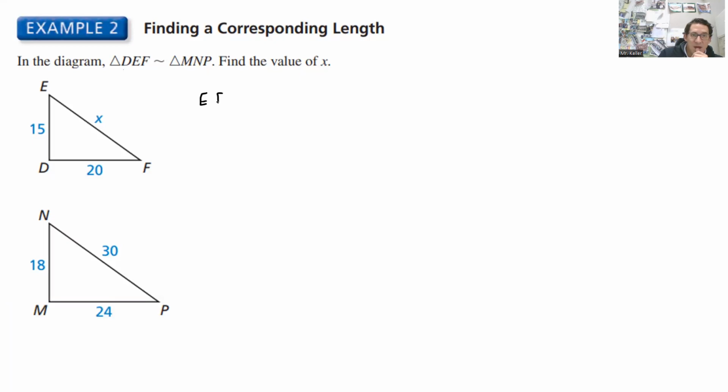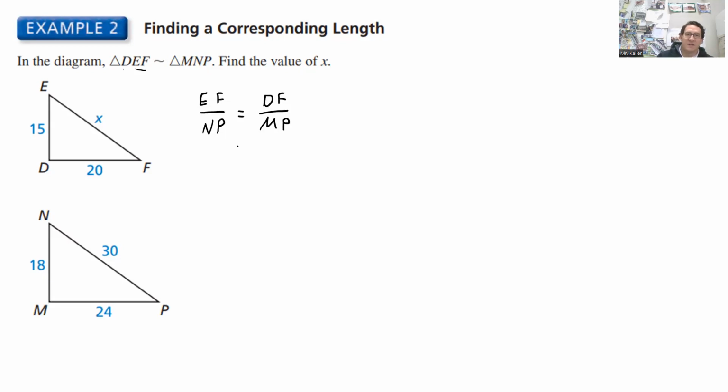So EF, what is EF proportional to? If we look here, EF, NP, we can also look at the diagram, but NP. And now we need a side length that we know. I'm going to use just, I don't know, 20 is calling out to me. I'm going to use DF over MP.